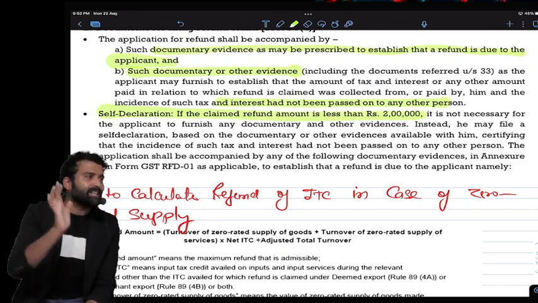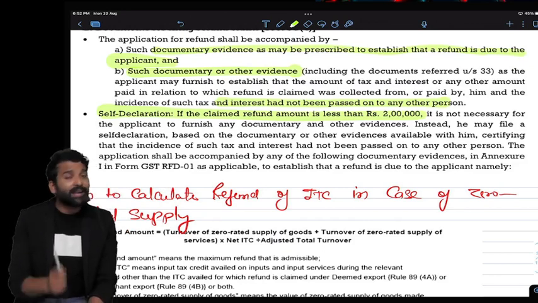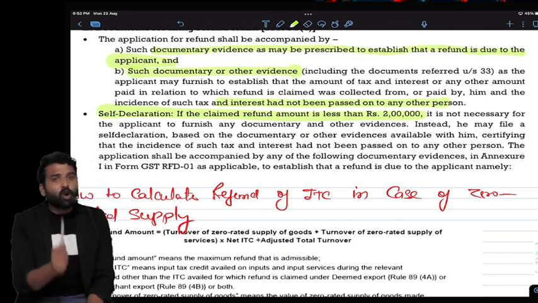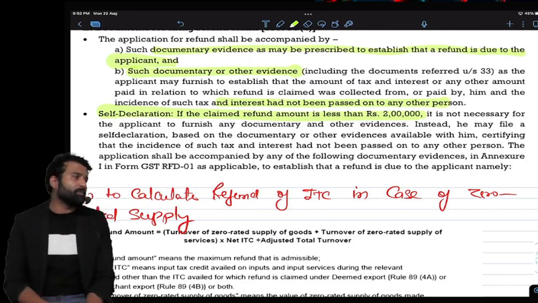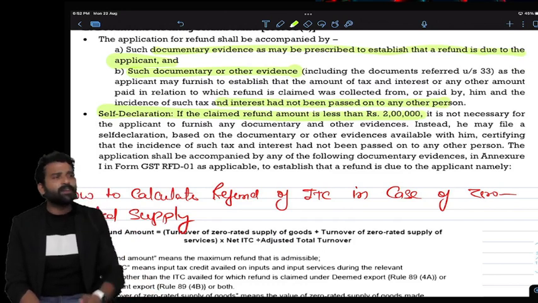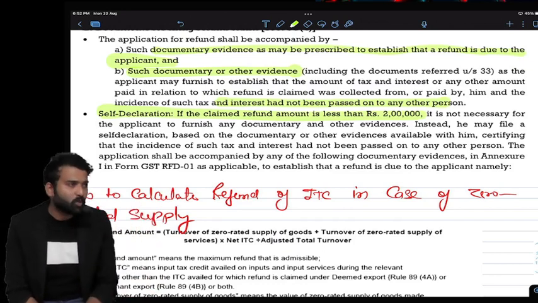That certificate is required from a CA or CMA if the claim is more than 2 lakh rupees. But again, I am repeating, this certificate is required only in cases where the doctrine of unjust enrichment is required to be proved. Where there is no requirement to prove the doctrine of unjust enrichment, a CA or CMA certificate will not be required even if the claim is more than 2 lakh.